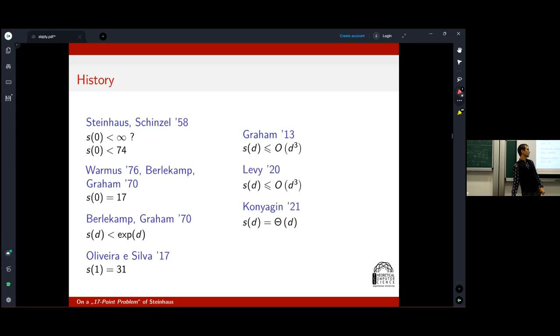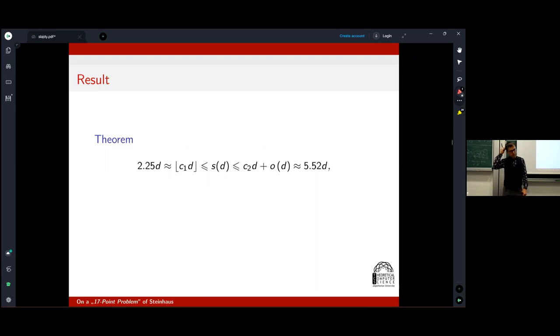So in March, there was a paper by Konyagin who proved that the asymptotics is linear, and we did the same. So we have established the asymptotics of that function. Our proofs are different, and our bounds are better. And I think we have something more to say. Anyway, the approach by Konyagin is a little bit simpler, I think. So it's also interesting.